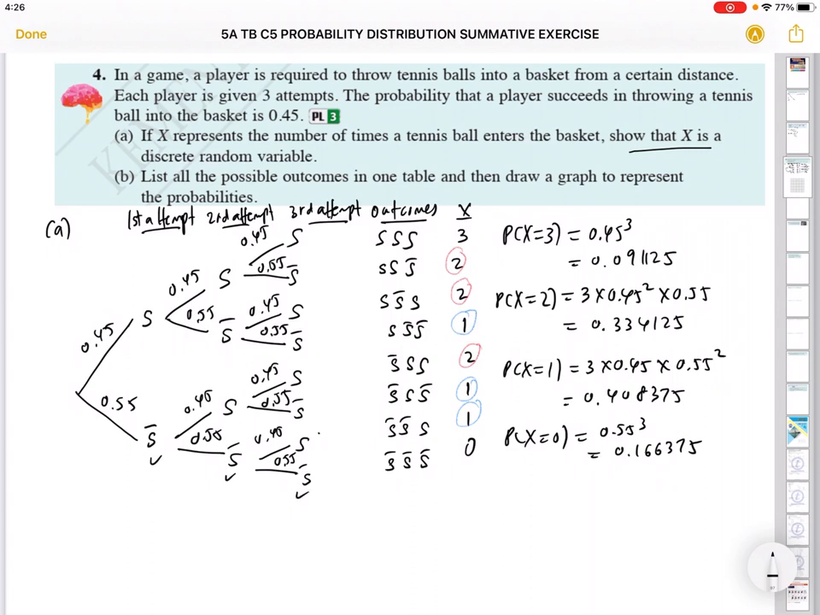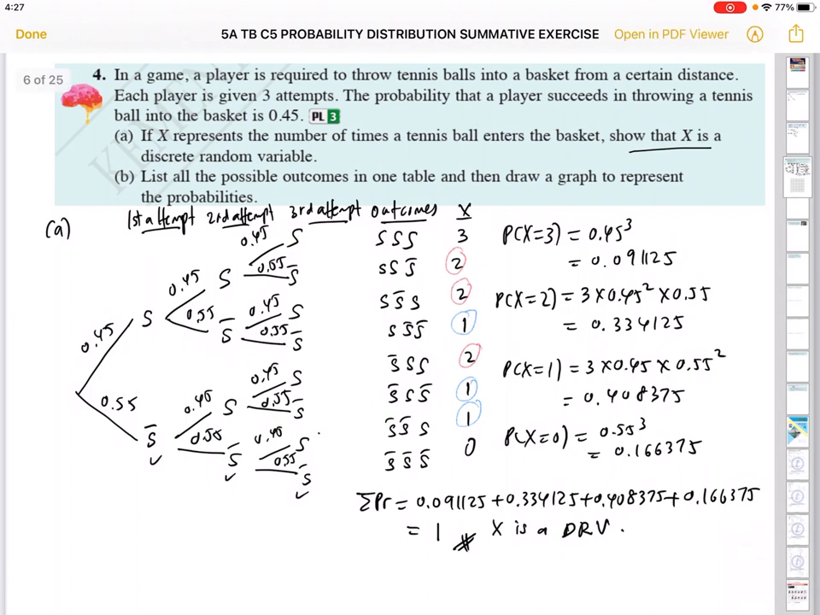Okay, I think I need to calculate the probability. The sum of probability would be first one 0.091125 plus 0.334125 plus 0.408375, 0.166375. When you add up, this sum equals 1. So if I can show that this is 1, therefore, yeah, x is a discrete random variable. Right, sorry, I just used short form DRV, a discrete random variable.